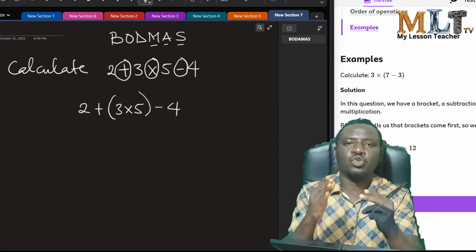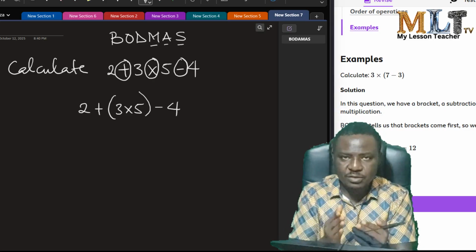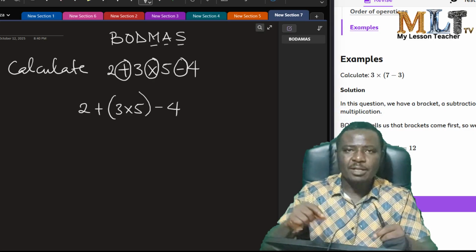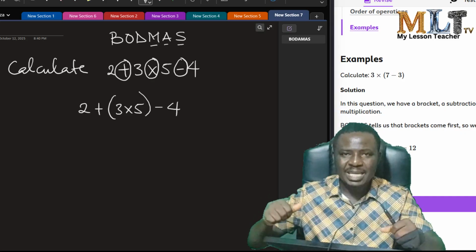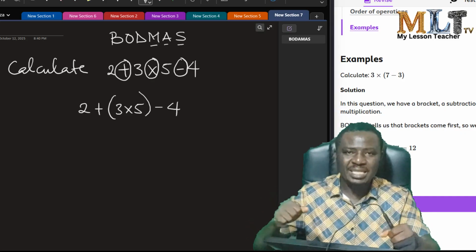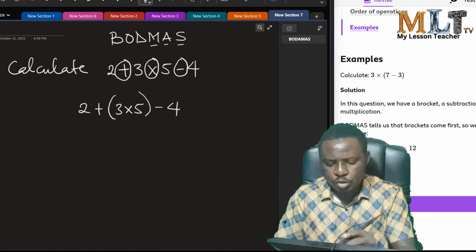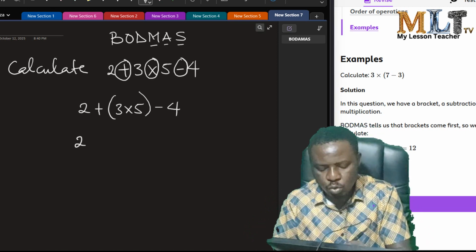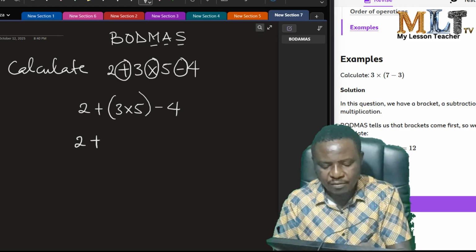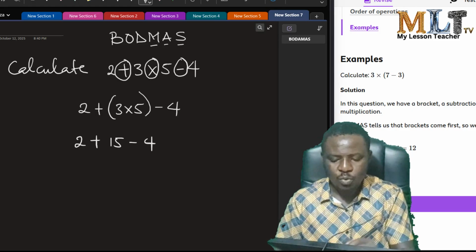I'm using a bracket to show you the operation you are going to carry out first, meaning multiply those digits that are on the left and the right hand side of the operation in the middle. Okay, so this is going to give us 2 plus 3 times 5, which is 15, minus 4. We have carried out the operation of multiplication.